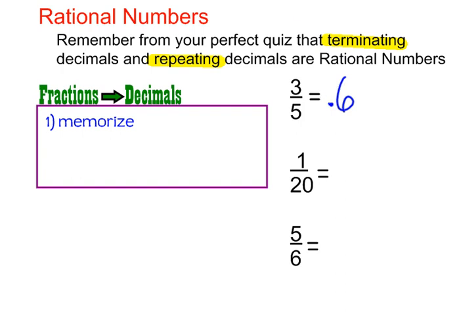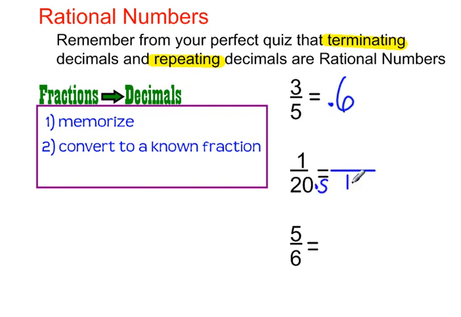I didn't have to do any work here because I've already done the work by memorizing some really common fractions. Now, if you don't have a fraction memorized, maybe there's a fraction that you can convert to another fraction that you do know. For example, 1/20. I don't have 1/20 memorized, but I can see that if I multiply by 5, I'm going to get 100 here on the bottom. So if I multiply by 5 on the top, I get 5 out of 100, or 5/100ths, and I know how to write that, 0.05.